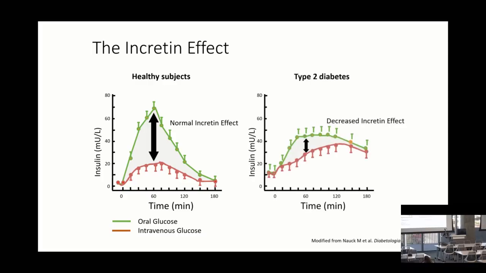But the interesting thing is, in patients with type 2 diabetes, they have a blunted response. You do the same experiment, and they don't have as much of a response, suggesting that patients with type 2 diabetes have less of those incretins.